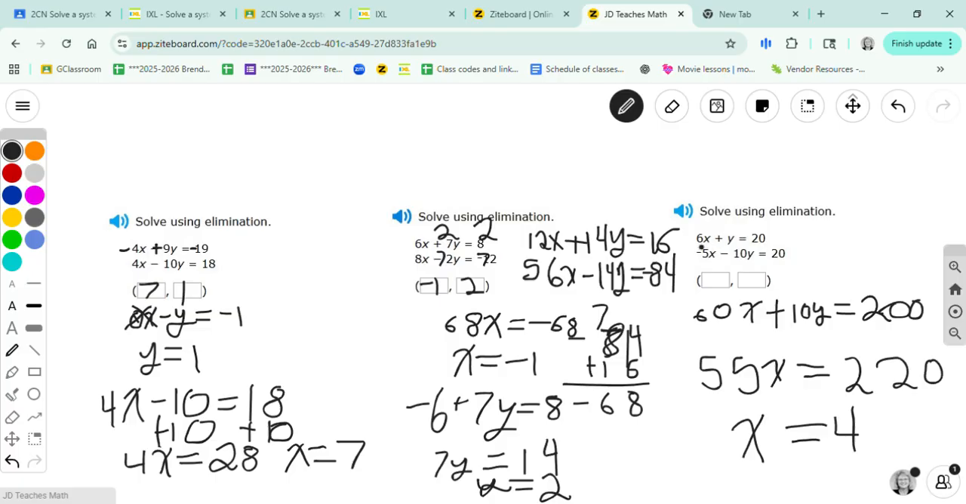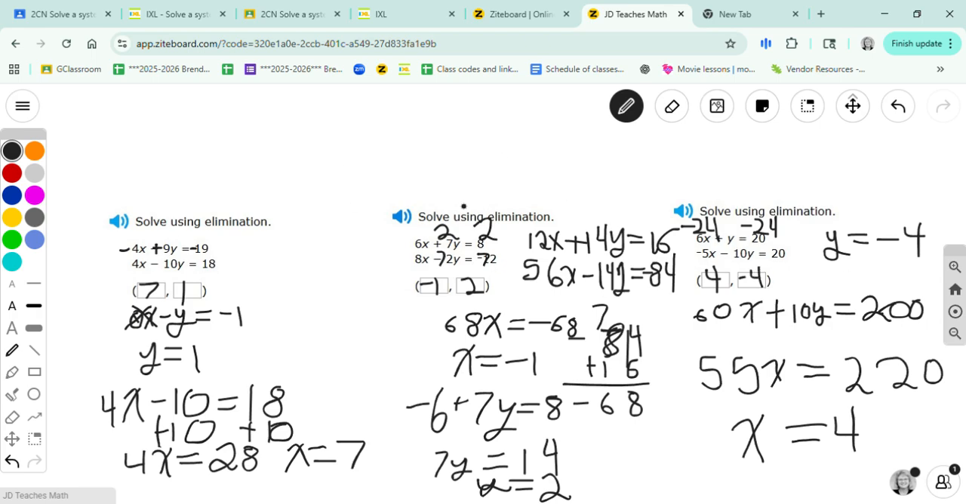So let's plug that into one of our equations up here. I'm going to do it in the top one because I like the fact that y is on its own. So if x is equal to 4, that gives me 6 times 4 is 24. So I'll subtract 24 from both sides, and we'll get that y equals -4. So we get x as 4 and y as -4.